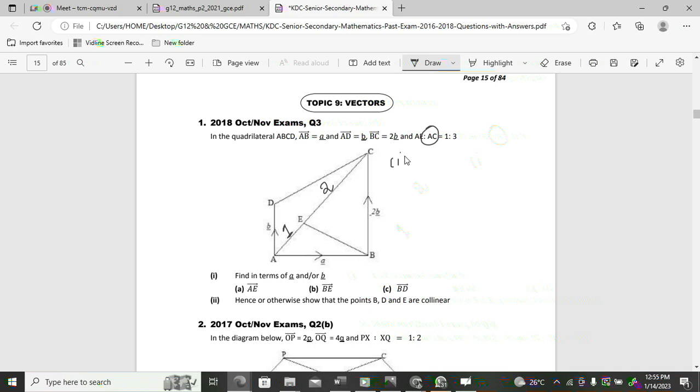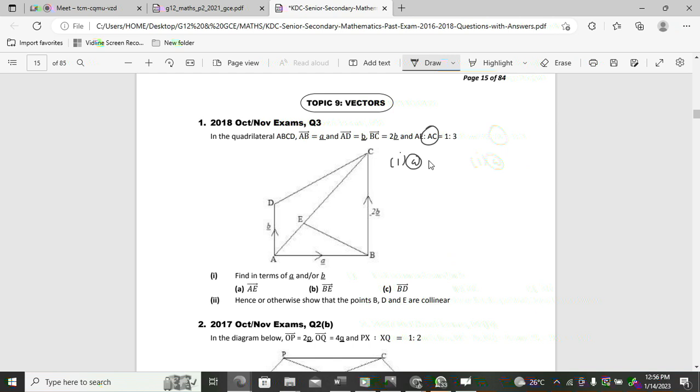Question 1, part A. We want to find AE. What is AE? Just from here up to here. Now the question is, how do we find AE? The first thing that we should be able to find before finding AE is we need to find AC itself, okay? Look at this. We know AB and we know BC. So we can find from here up to here. So that's the first thing that we need to be able to work out for this question. And how can we work that out? So let's start with that one.